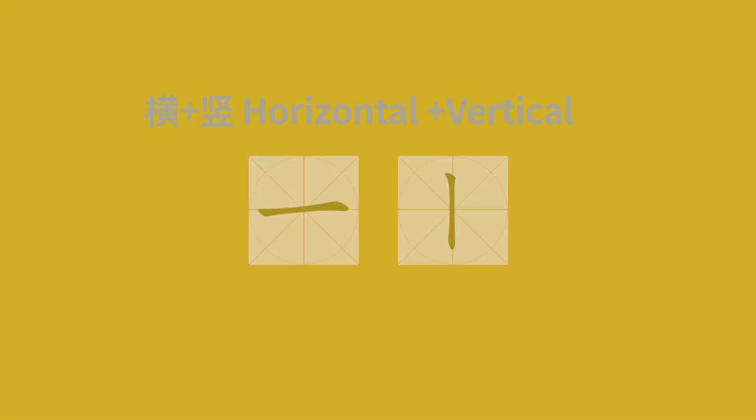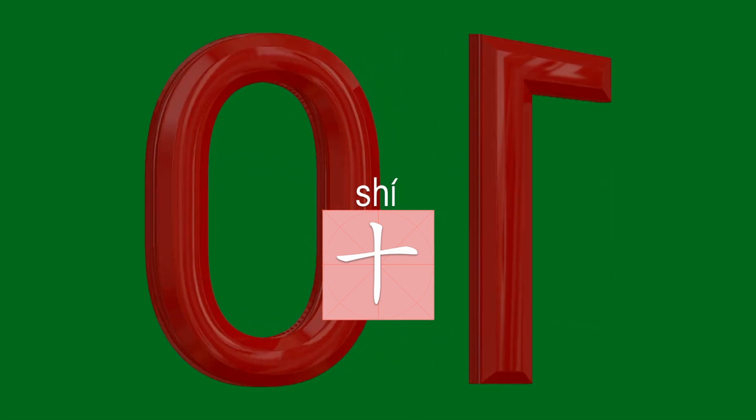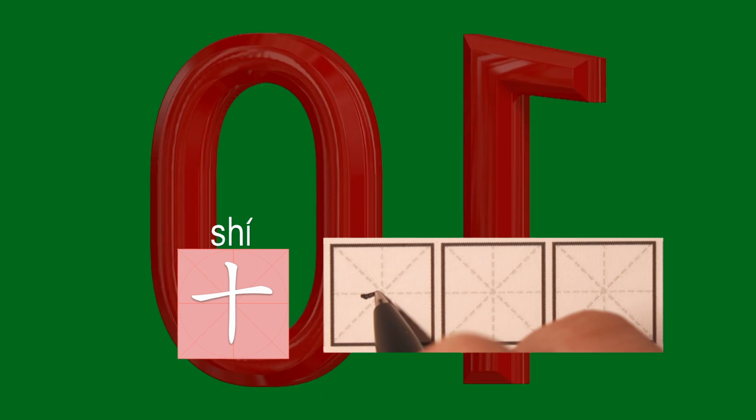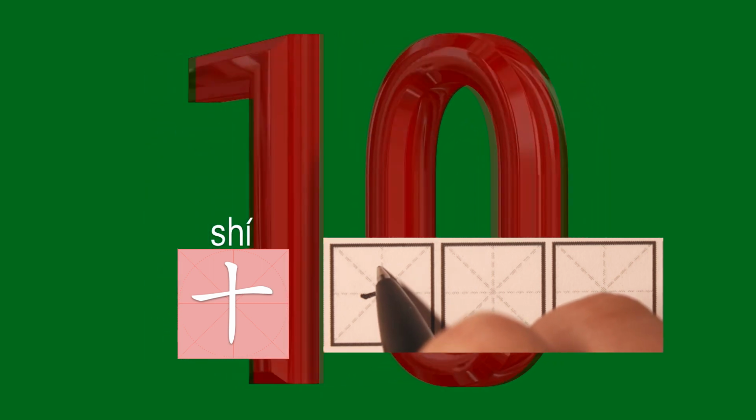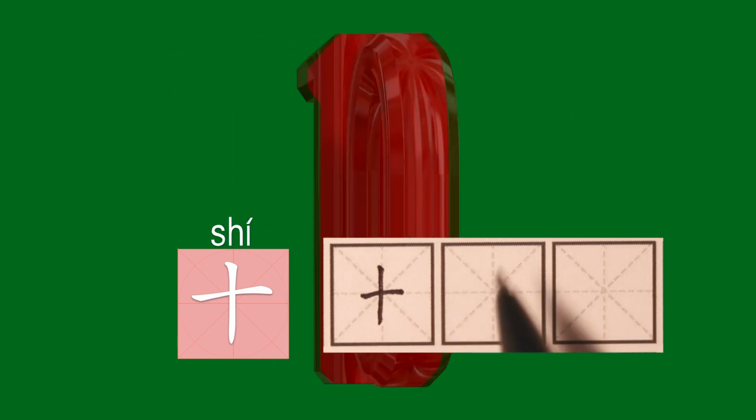The first character is shi, which means 10 or 10th. Write heng or horizontal first, then write shu or vertical. Horizontal before vertical, this is another rule of writing Chinese characters.